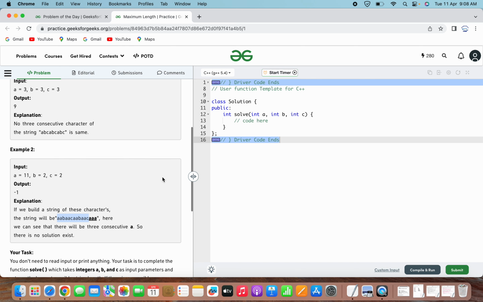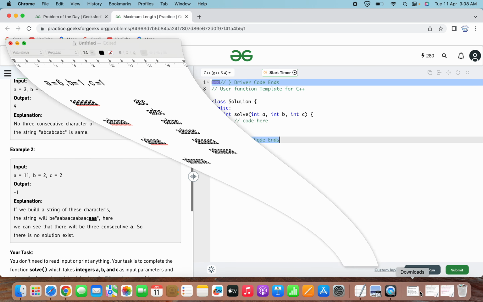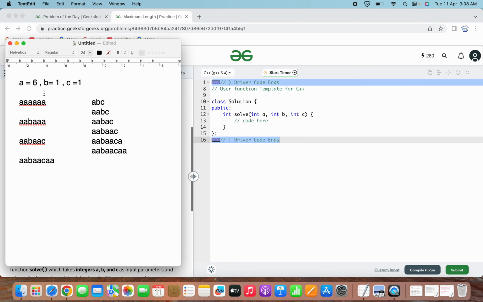Okay, so let's understand this approach in a better way with one example. Here I have taken an example where A is equal to 6, B is equal to 1 and C is equal to 1. That means A is occurring 6 times, B can occur max 1 time and C can occur max 1 time. Here I have formed the string using two approaches. The first approach is to place all the A's together.